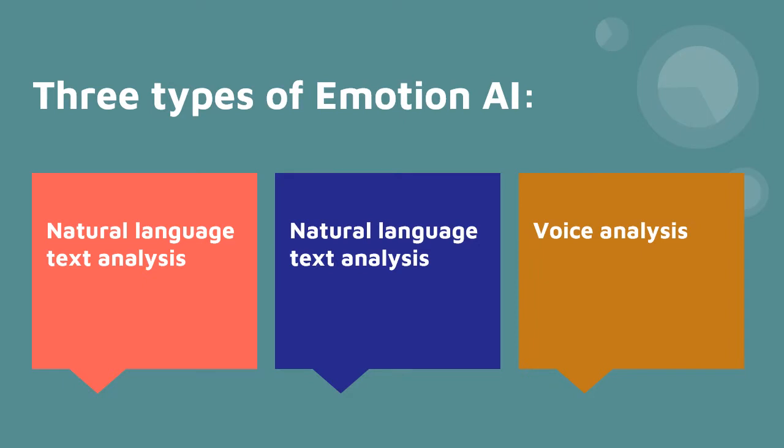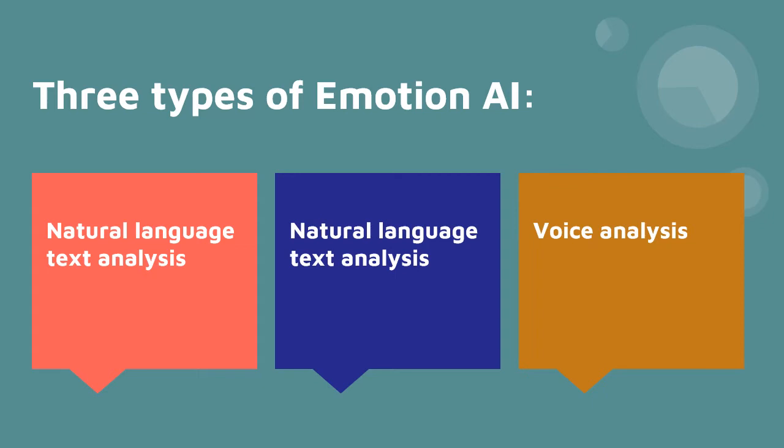There are three types of emotion AI. First is natural language text analysis. It involves AI scanning written text, like a review of a product or service, online articles, or tweets, then picking up on whether the statement is positive, negative, or neutral. Second, voice analysis. This analyzes a user's speech signals, like their vocal pitch, intonation, and tone, as well as the words they use to determine their sentiment.